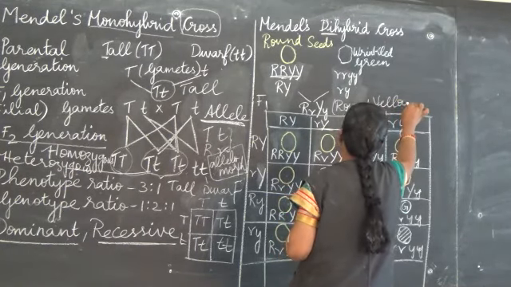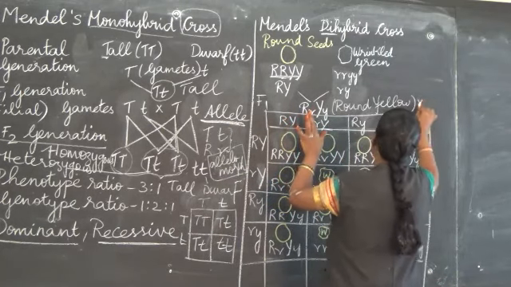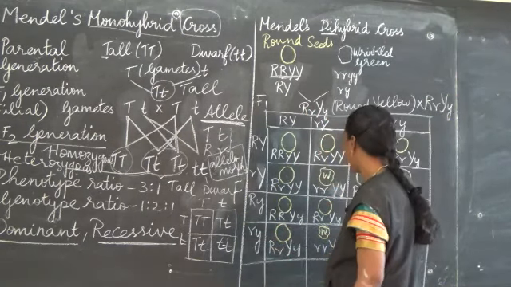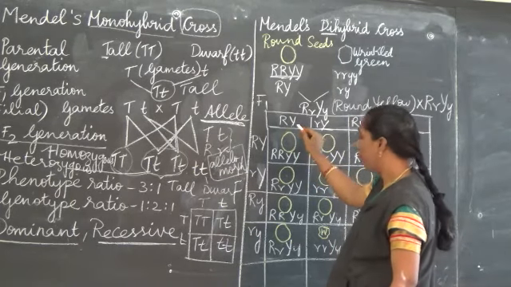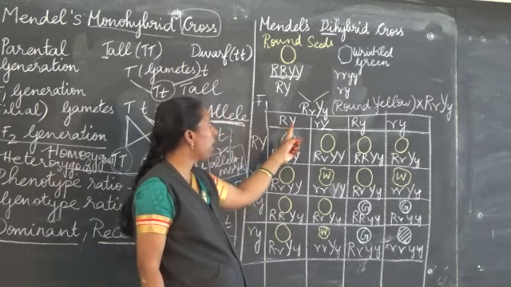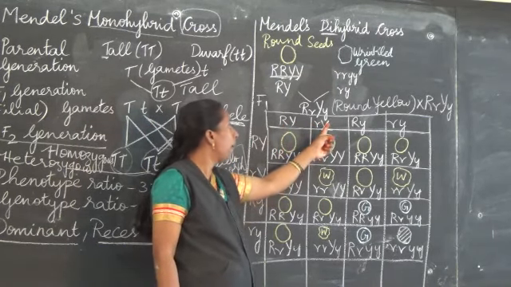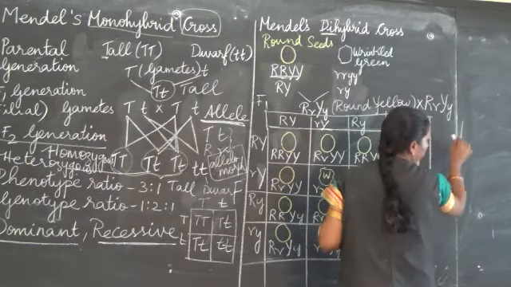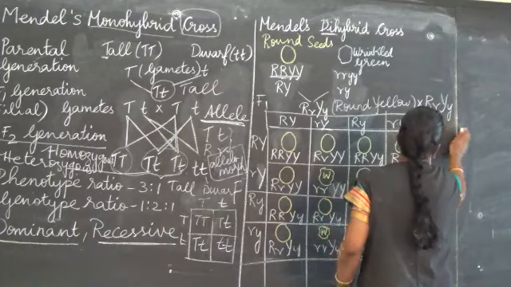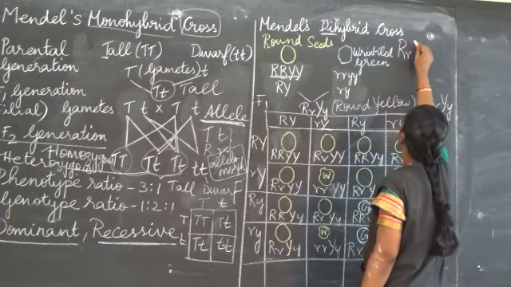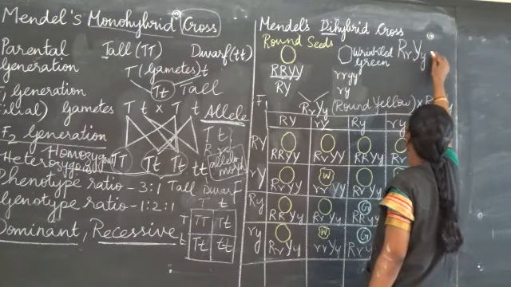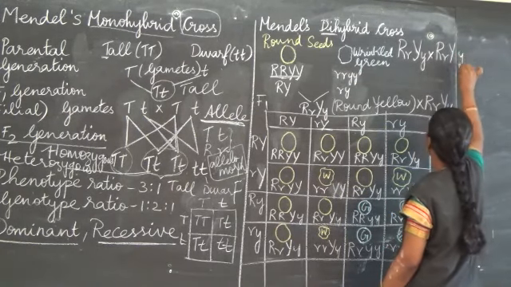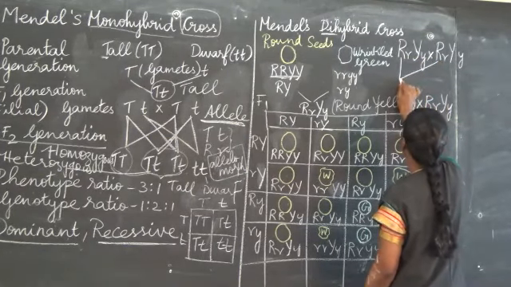And when such plants are selfed, when self-pollination is taking place, in this dihybrid cross the gametes will be capital R capital Y, small r capital Y, capital R small y, and small r small y. So it can be written like this: capital R, small r, capital Y, small y. It is crossed with the same type of plant, capital R, small r, capital Y, small y. See, like this you will get. So here these are the gametes.